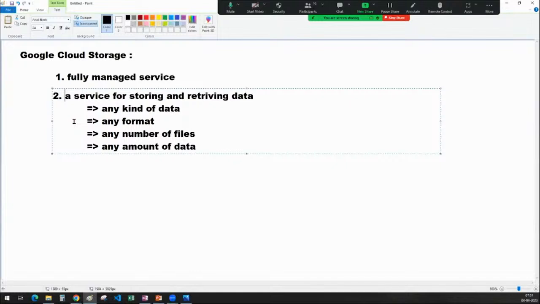When talking about storing and retrieving data, how much data can I store? Any amount of data, any number of files, any format, any kind of data, we can store in GCS. This is the main intention. What is the purpose of Google Cloud Storage? It is a storage and retrieval tool. You can store any amount of data, any number of files, and if you want the data retrieved at some point of time, you can also retrieve it. Okay, so this is what it is. And one more thing.